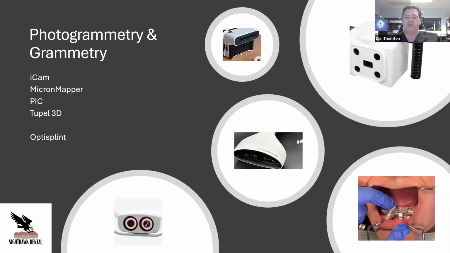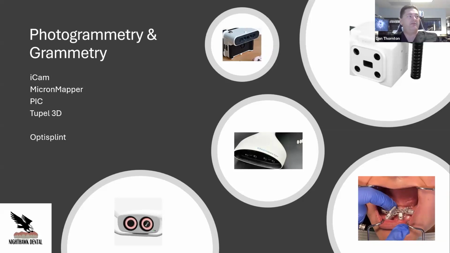There's multiple different units for photogrammetry, and a lot of them are easy to work with. Most of the time you can just call the company, get the program, and they kind of show you how to work with the program. So when you get the scans from your doctor, or if you're in an in-house lab, you know how to work with it. The basic ones I normally work with so far are iCam, Micron Mapper, and OptiSplit.